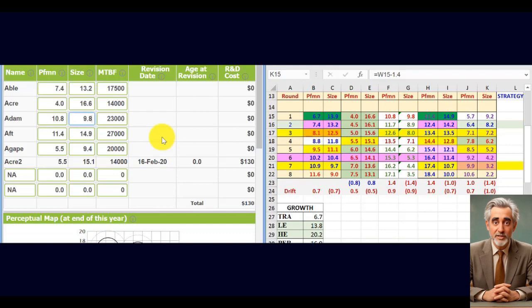We will walk you through decisions in R&D, marketing, production, HR, and finance step by step, and help you understand how to adjust your strategy whether you're competing against computer teams or live classmates.